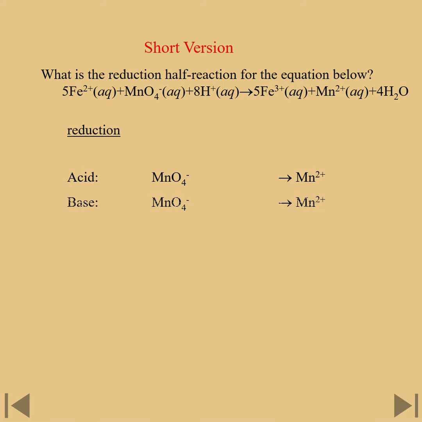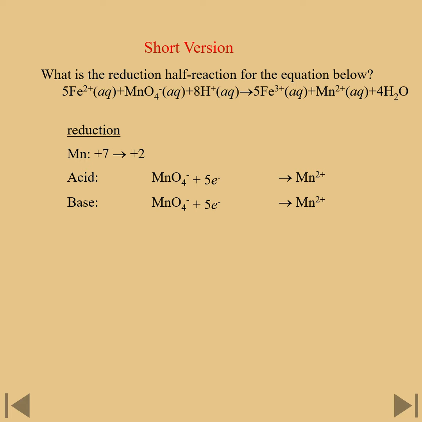Okay, same question, but do note if we do the short version, first we split into our 2 half reactions, and it'll be different for the acid and the base. And now step 2A, 1 manganese on the left, 1 on the right, so that's already done. Step 2B, we're balancing the oxidation number, and in both we're going from plus 7 to plus 2, so in both we're adding 5 electrons to the left.